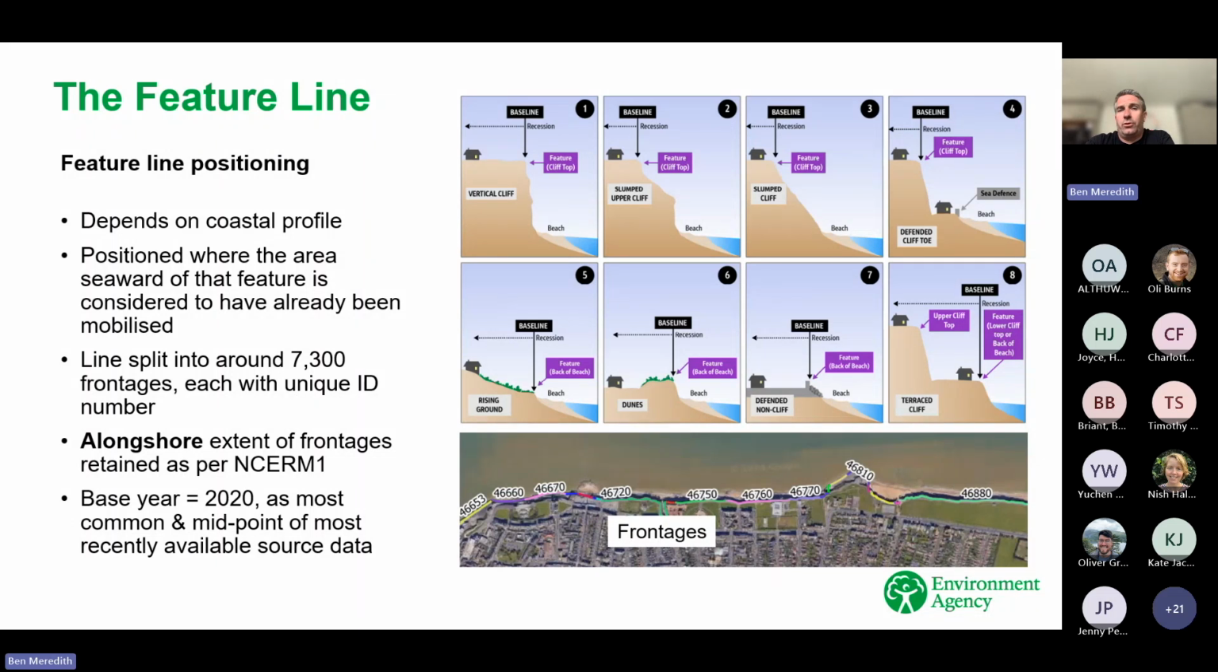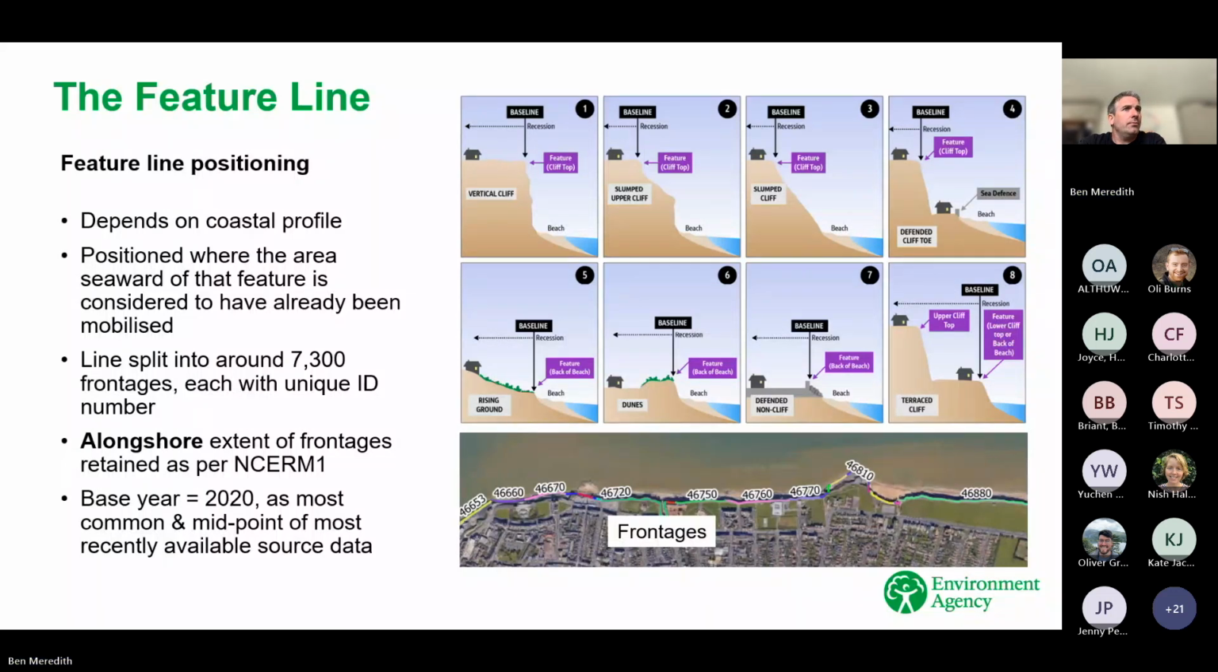It's split up into approximately 7,000 frontages, each with a unique ID number. And these splits reflect changes in the variables of those locations which influence erosion potential, such as the geology, defences, exposure, and shoreline management plan policy units. These alongshore extents were defined in the original NCERM and for the most part have remained unchanged during this update process.